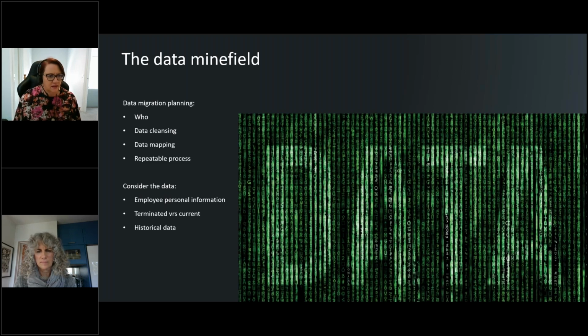The other thing to think about is the data that you want to bring across. There are some non-negotiables around employees, pay rates, the organizational structure, etc. But look at things like your employee personnel information. Is it up to date? Was it put into the system when somebody started 10 years ago and never looked at again? Have a think about that.